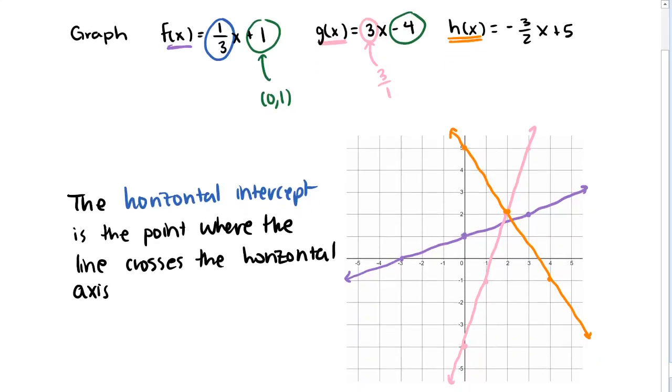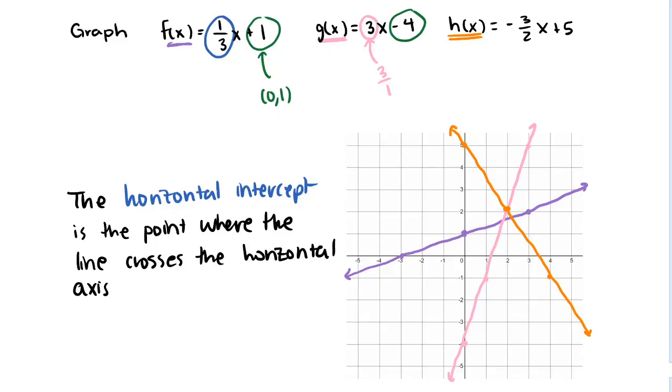Right, and so here if I look at this purple function, I can see that it crosses the horizontal intercept, or horizontal axis, at -3, 0. And so that would be its horizontal intercept. We can also see that these other lines have horizontal intercepts, but maybe they're a little bit less clear.